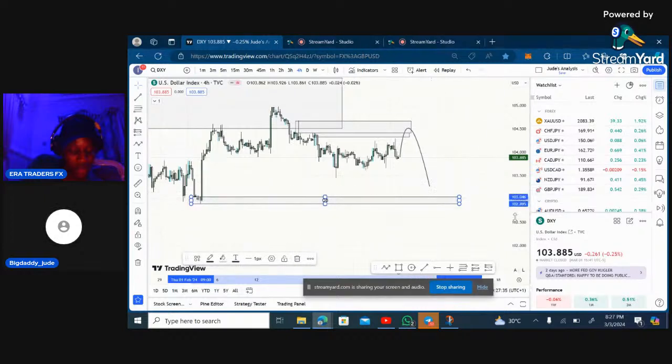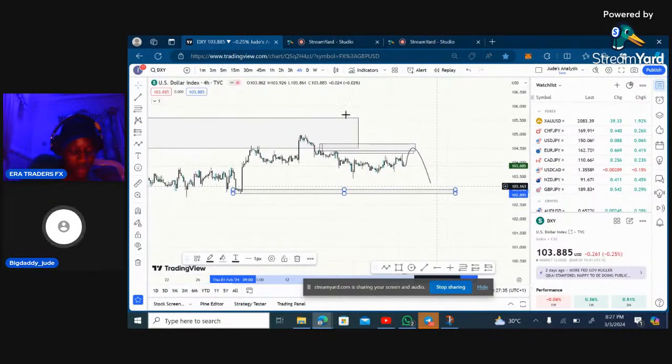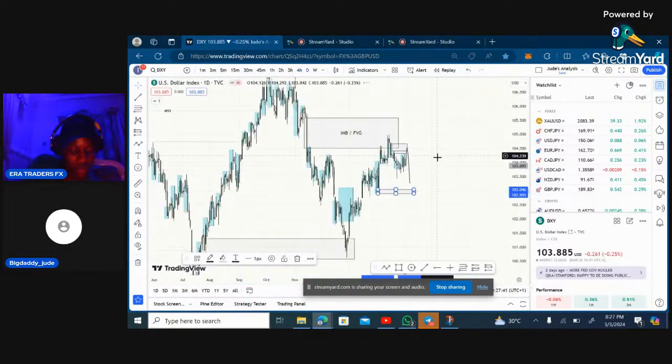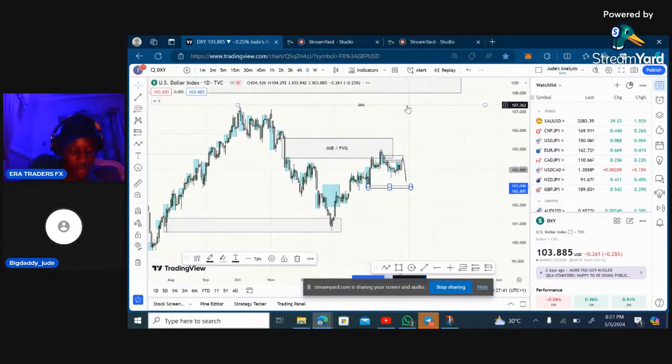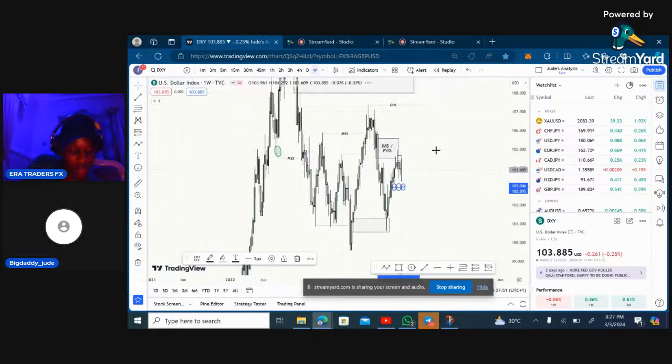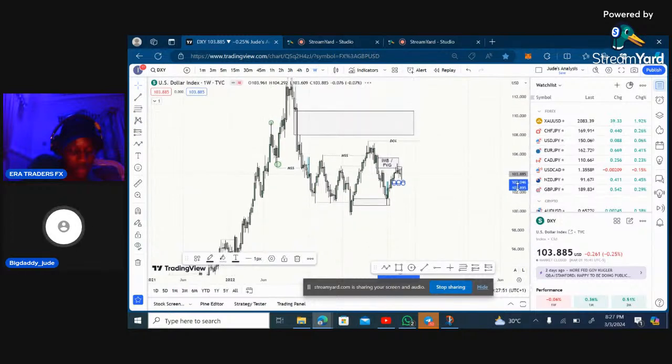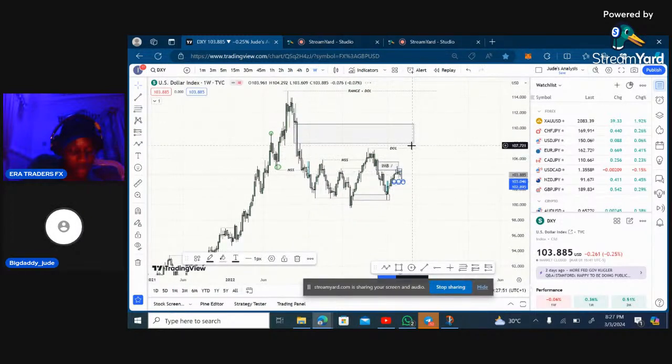Then from here, I expect a massive push to the upside that will take out this next draw on liquidity, which is this draw on liquidity I've marked out here. Now, this is the daily time frame. And on the weekly time frame, I expect it to push even more to the upside. Remember, you still have a huge fair value gap here. So I expect a fake reaction here, just like we have on the daily time frame, before another massive push that will take out this next draw on liquidity.